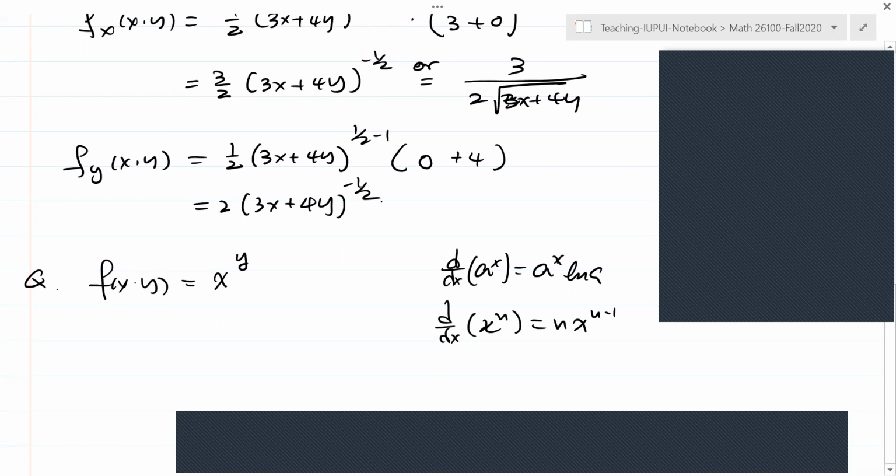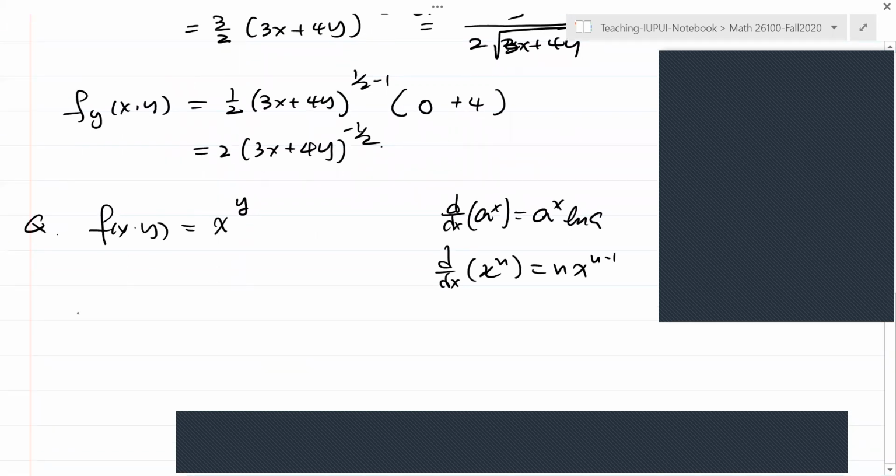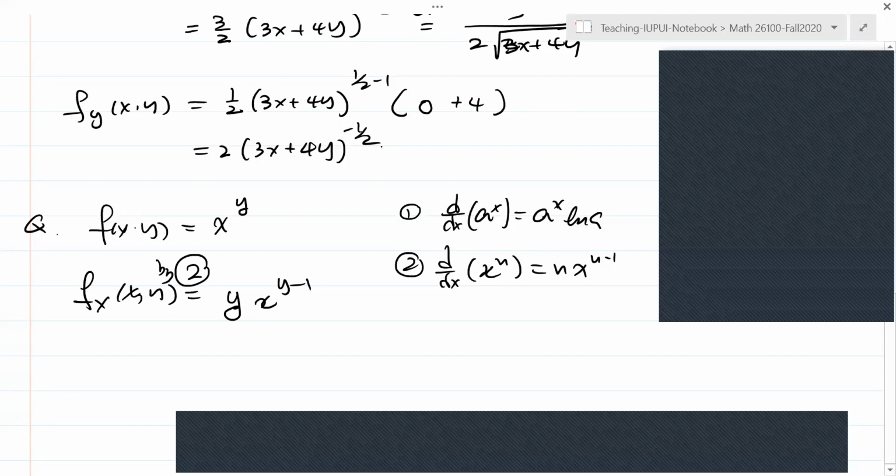You cannot apply either formula directly. Let's take a look. When you're trying to find the partial derivative with respect to x, which one do you have to use? If you view y as a constant, then you use the second formula, the power rule. Because y is a constant, it's just y times x to the y minus 1.